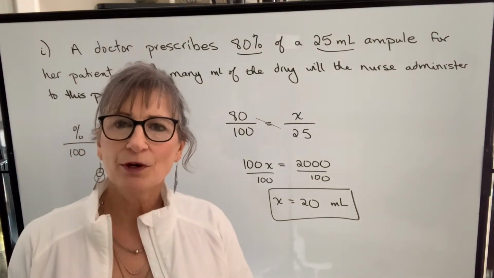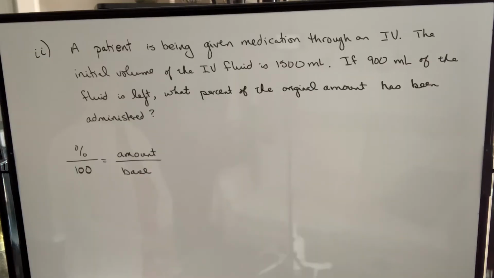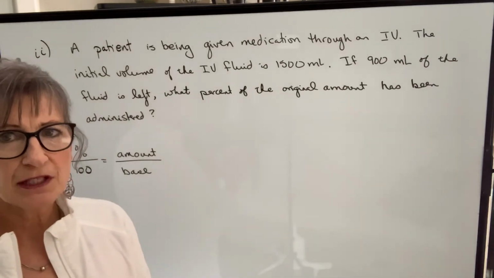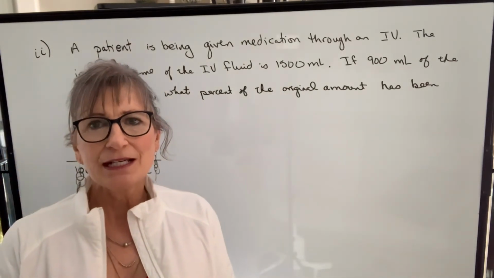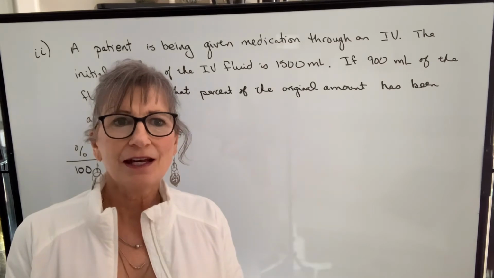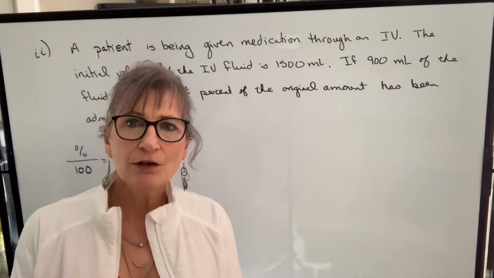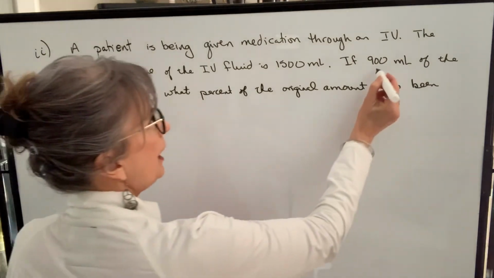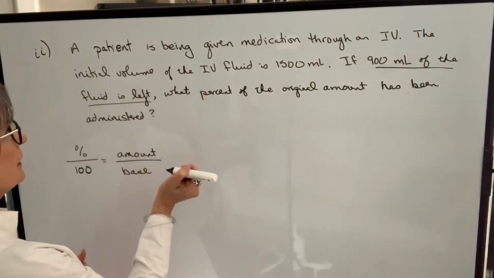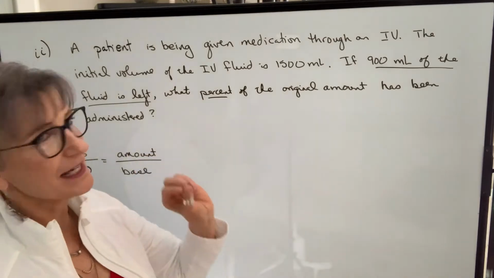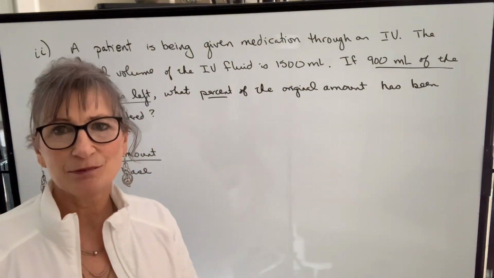Let's try a question where we want to find the percent. In our next example, it says a patient is being given medication through an IV. The initial volume of the IV fluid is 1,500 milliliters. If 900 milliliters of the fluid is left, what percent of the original amount has been administered? I think that the biggest challenge working with percent problems is reading it carefully and answering the question that's been asked. You have to be careful here because you're told how much is left, but they're not asking what percent is left. They're asking what percent has been administered.